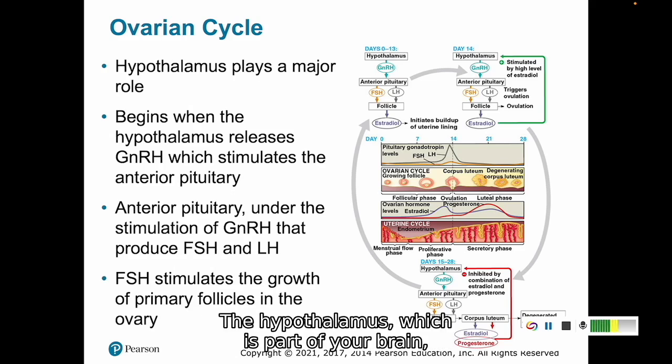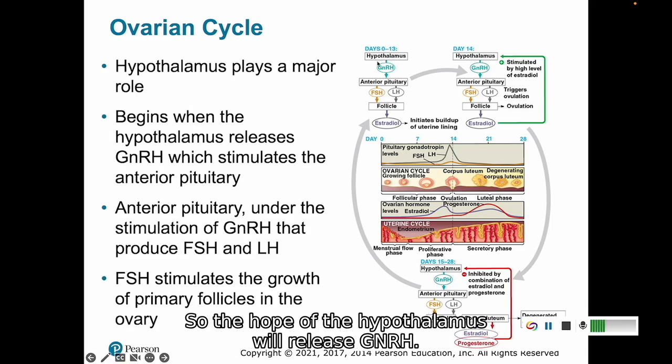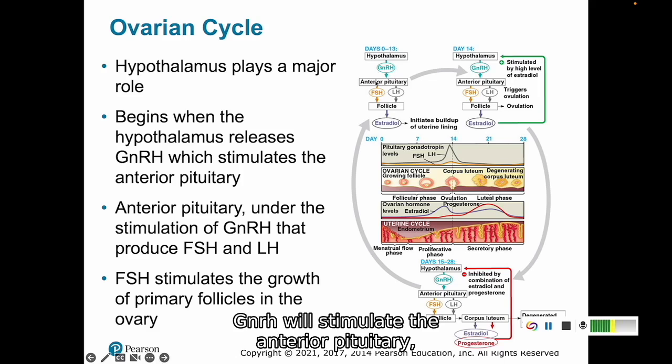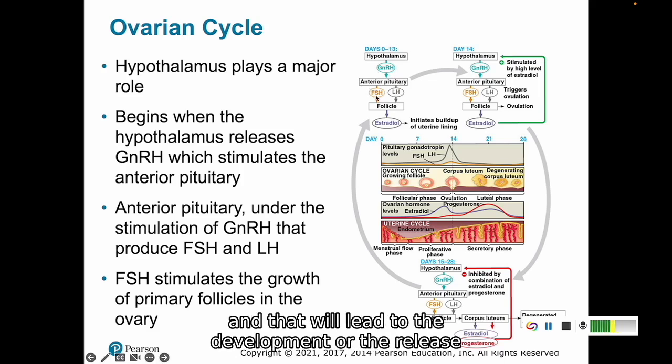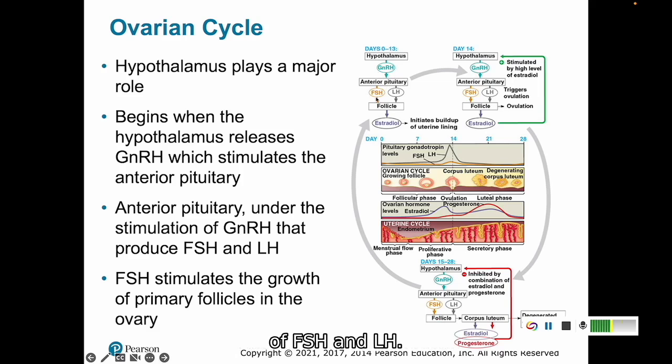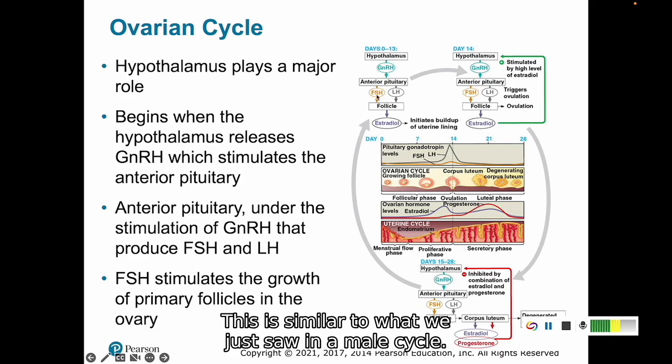The hypothalamus, which is part of your brain, plays a major role in the ovarian cycle. So the hypothalamus will release GnRH. GnRH will stimulate the anterior pituitary, and that will lead to the development or the release of FSH and LH. This is similar to what we just saw in a male cycle.